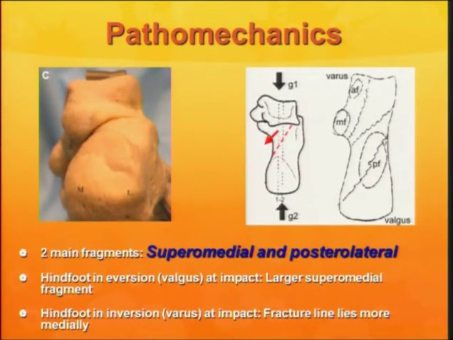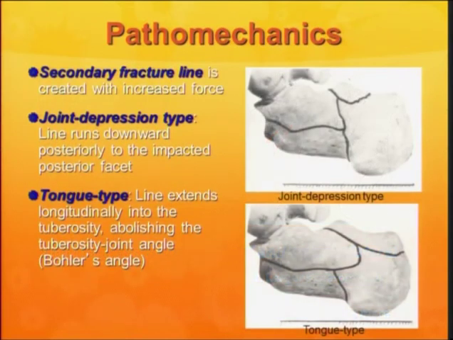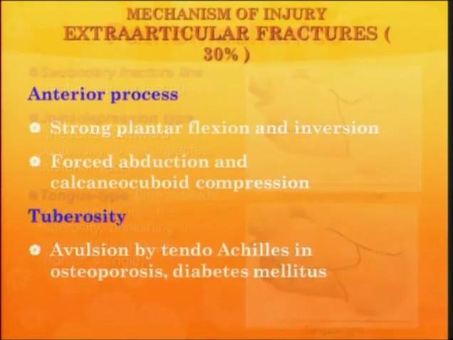Some people have habitually a little bit more hindfoot eversion, and they have the tendency for that sort of fracture pattern to have a slightly smaller superomedial fragment in relation to the posterolateral fragment. Of course, as the force gets bigger, if the talus extrudes into the calcaneum with a much larger force, you can get a secondary fracture line, and as a result, you can get different variations of that with either a joint depression type or tongue type, Essex-Lopresti type injury.